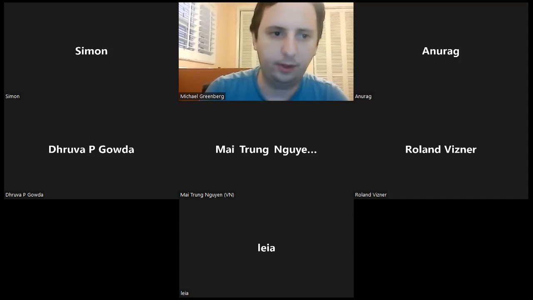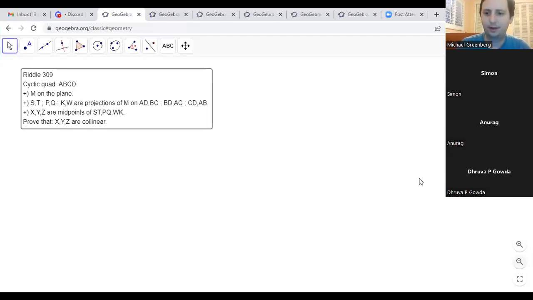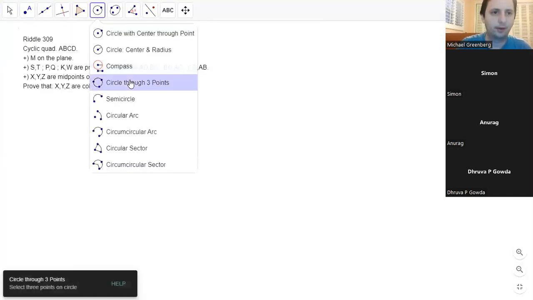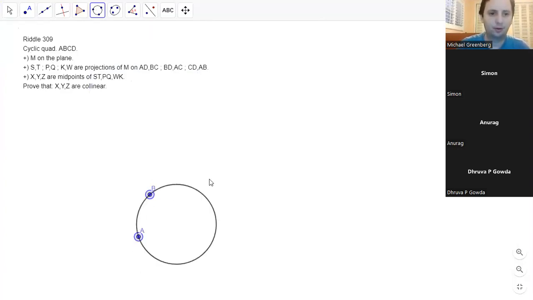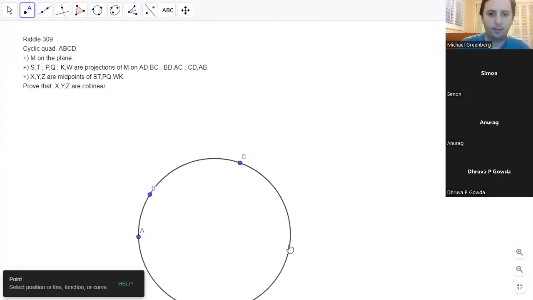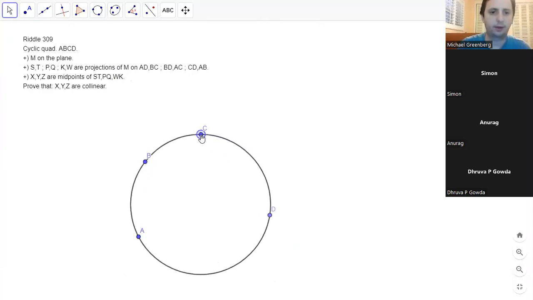So I'll share my screen. Can you all see it? Sorry, I didn't have time to put it in LaTeX, but this one looks really interesting. So you have a cyclic quadrilateral ABCD. This one is a little harder because it's a riddle. And you have any point M, and you take M and you project it onto basically everything you can think of: AD, BC, BD, AC, CD, and AB.